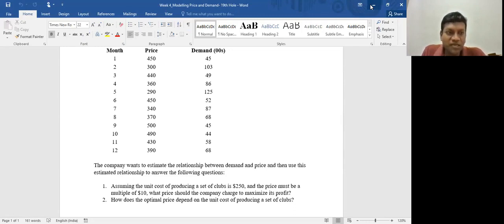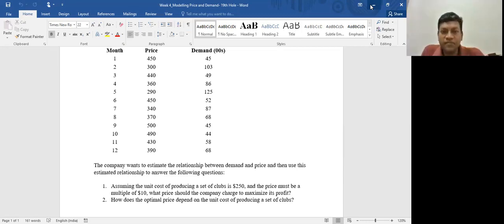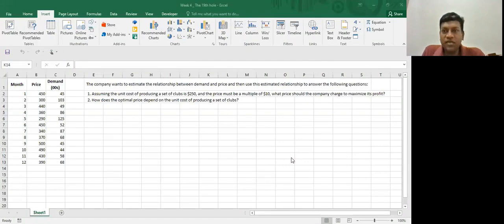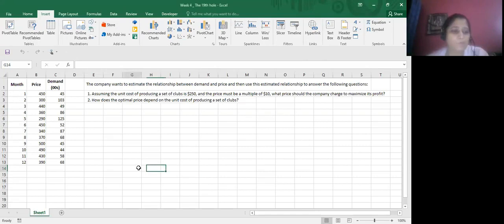So essentially what I'm trying to do is take the data here, price and demand, select all the data, and say insert. Your screen is on the Word document. It's still on the Word document. Is it okay? Sorry. I hope it's okay now. Yes. Great. So now we have the scatter.